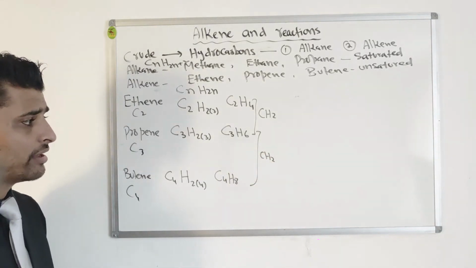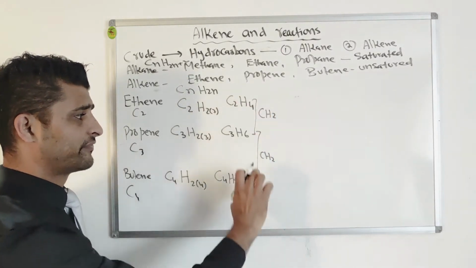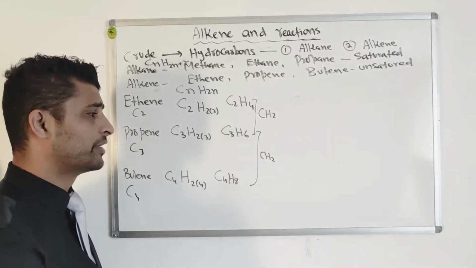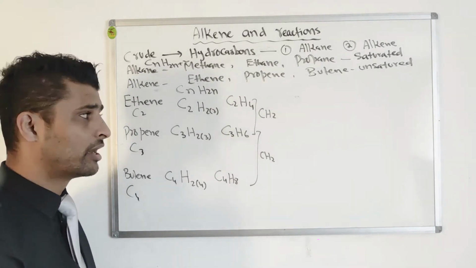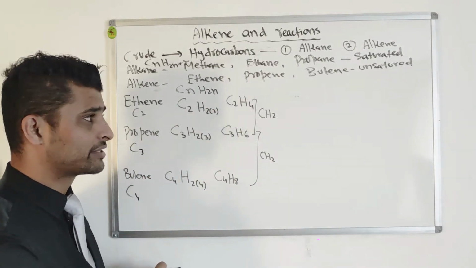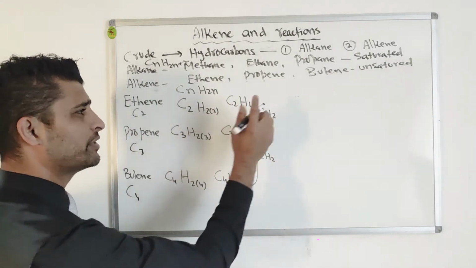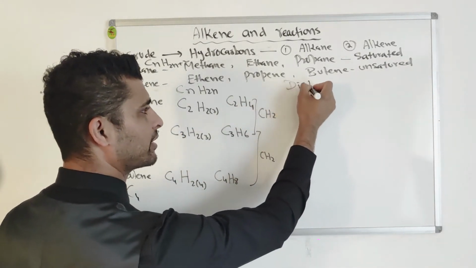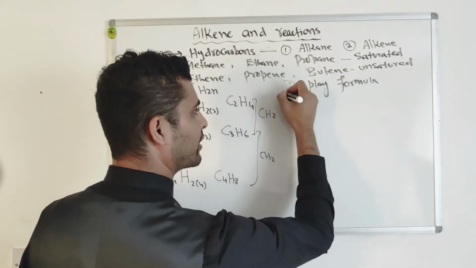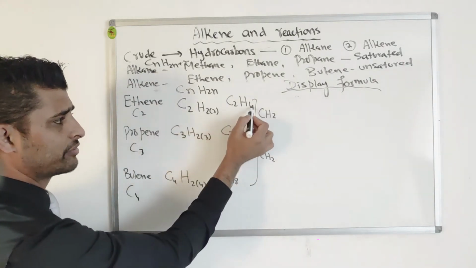Now because they are having the same functional group, and each differs from the neighboring hydrocarbon by CH2, this is called a homologous series. So the alkenes family also has a homologous series. Now we're going to look at how we're going to display the formula. So the display formula for ethene: you have 2 carbon atoms and 4 hydrogens.